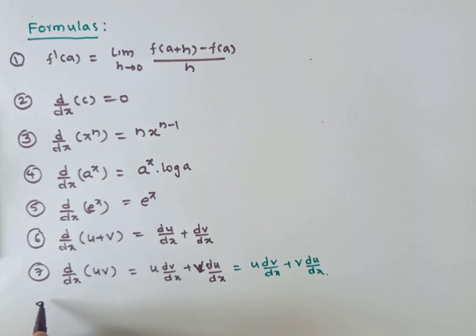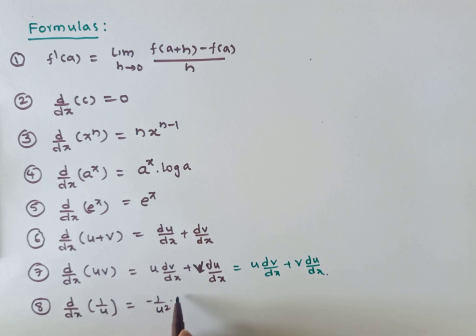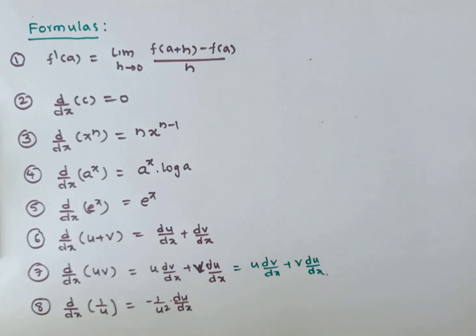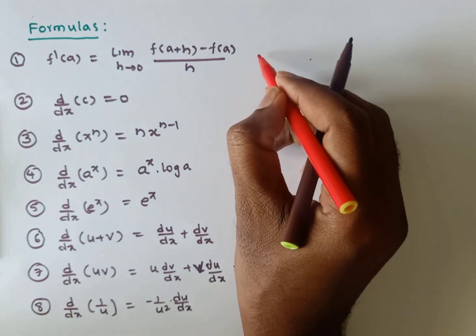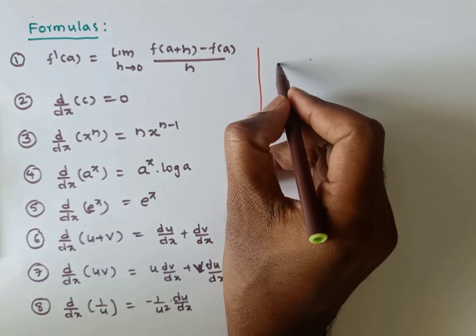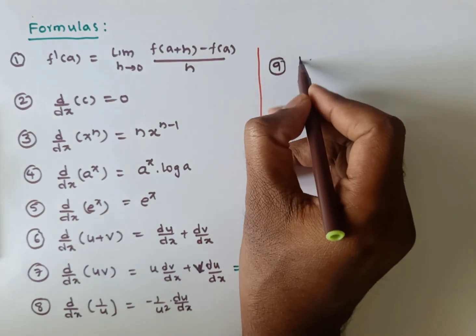Eighth one, that is the reciprocal rule. d by dx of 1 by u, where u is not equal to 0 and is a differentiable function of x, is equal to minus 1 by u square into the derivative of u, du by dx. And next, ninth one, that is the quotient rule.